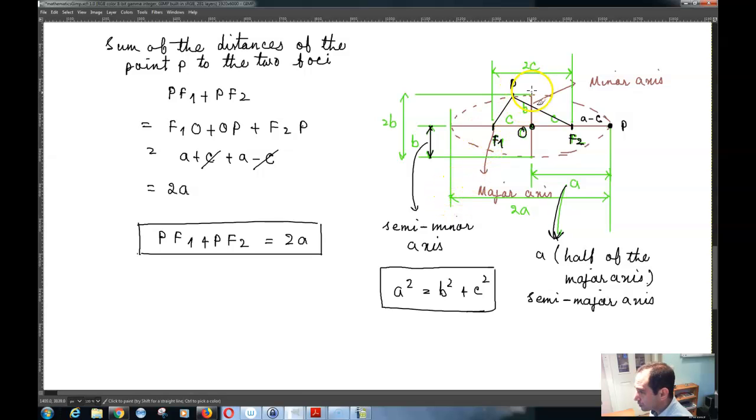So that is basically one thing here. Now if you take some point at one end of the minor axis, let's say for example Q over here, the sum of the distances of this point to the foci would be F1Q plus F2Q.